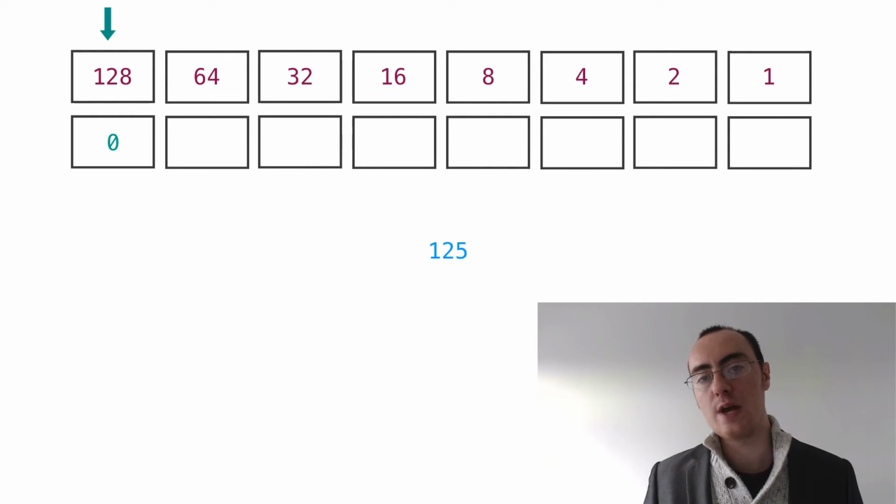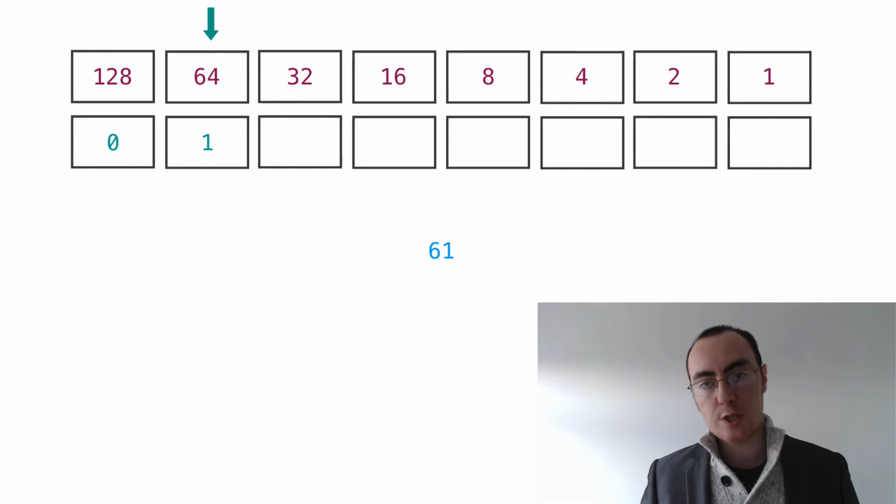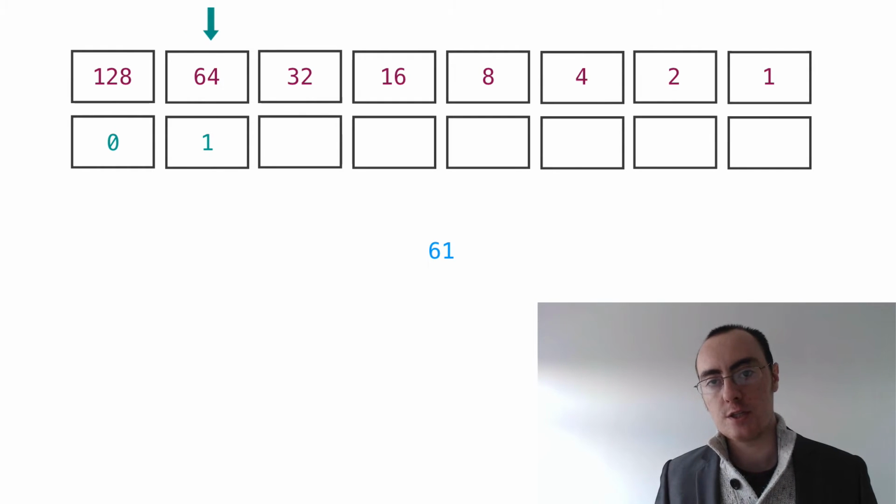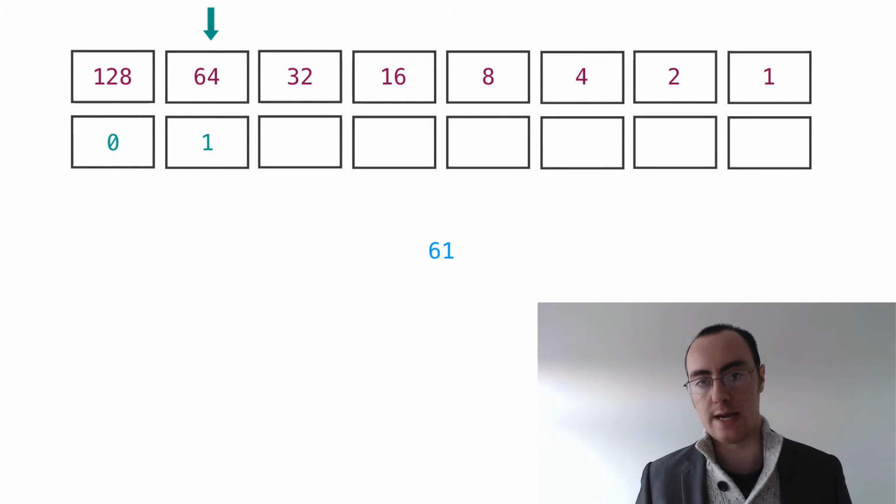The next up we have 64. Now what we want to do is say, can we take 64 away from 125? The answer is yes, so we can turn that bit on. That bit represents the number 64. So when you take away 64 from 125, you are in fact left with 61 as the remainder. And we're just going to keep going in this fashion till we have no remainder.